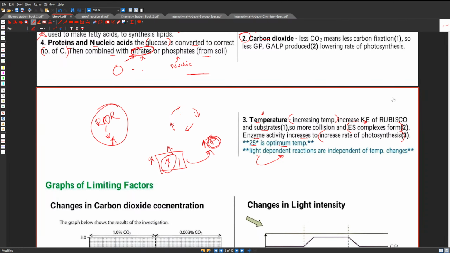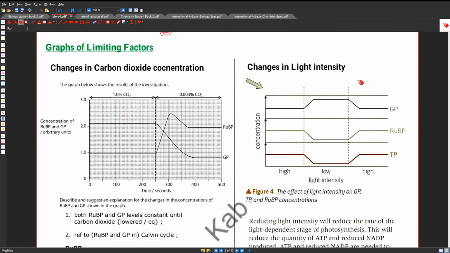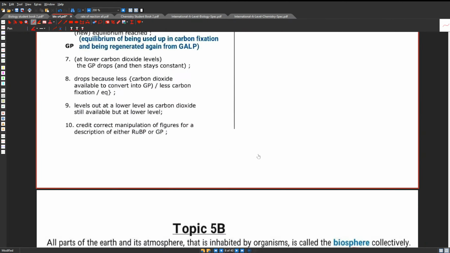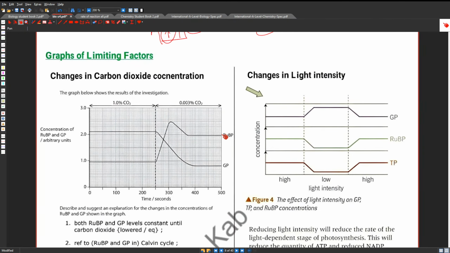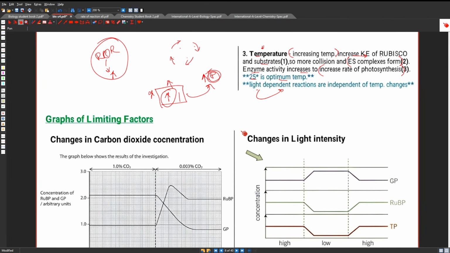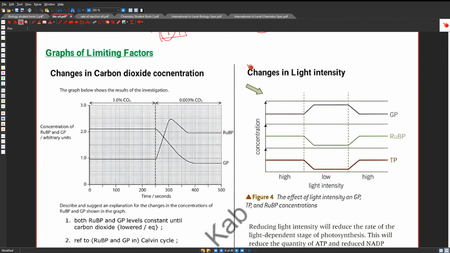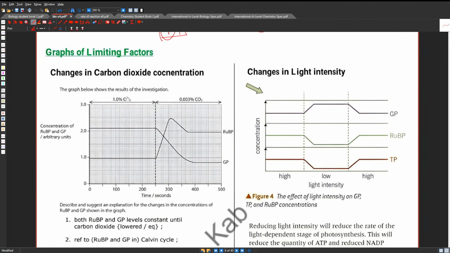Okay. So now you can see the graphs of limiting factors of all those in play, except for temperature for some reason. Not sure why.